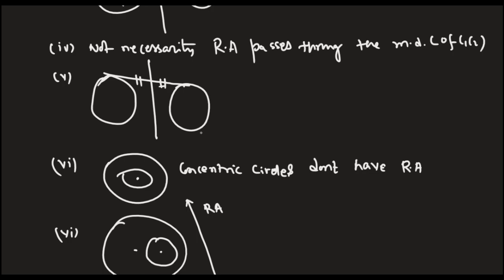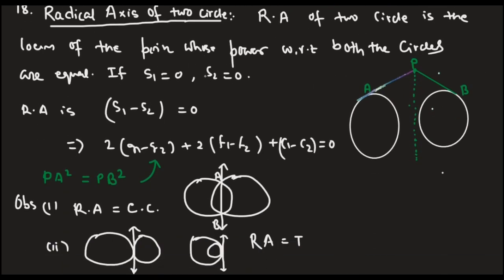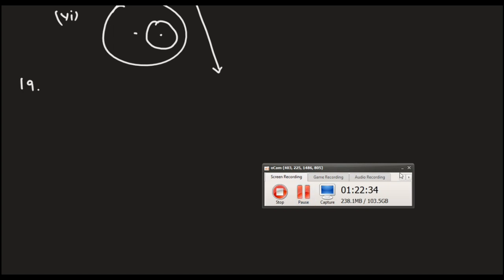So these are the few points which we discussed in point number 18. So this is regarding the radical axis. Now in point number 19 we should discuss something else, that is the orthogonality. So now we are going to discuss the orthogonality.